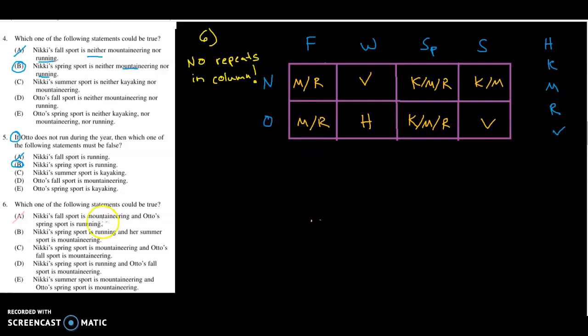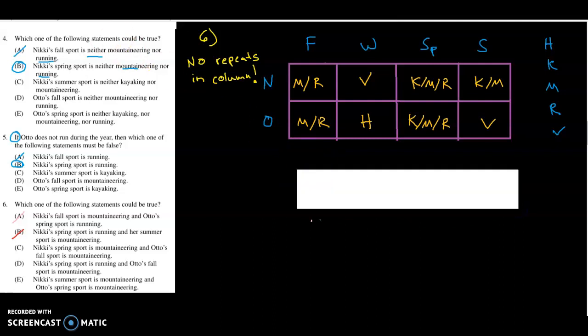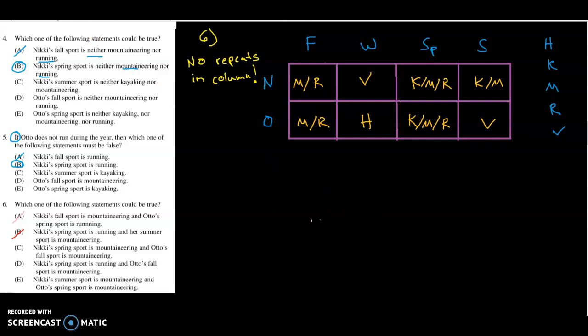So if N's spring sport is running, we'll put spring, she's running in the spring. That means she can't be running anywhere else, right? Once we place spring, running, the only other place where running would appear is in the fall. So that means she must be mountaineering in the fall. And then in the summer, her option would be either kayaking or mountaineering. Well, we placed mountaineering already, so she has to be kayaking. We got a problem. Her summer sport can't be mountaineering. Her summer sport would have to be kayaking. This is out. If I went over that too fast, take a moment, pause the video, maybe rewind it a little bit, and see if what I said made sense. Okay, so B is out.